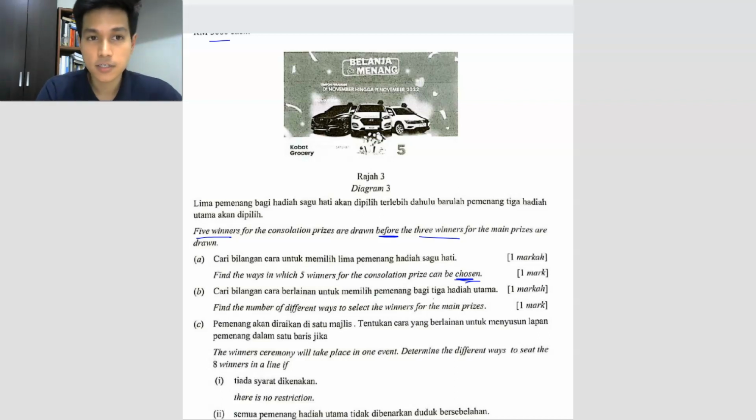The 5 consolations are getting the same thing. So in other words, arrangement doesn't matter, right? You can choose this guy first or that guy first. It doesn't really matter as long as you have 5 guys to win the 5 consolation prizes. Okay, they are the same.